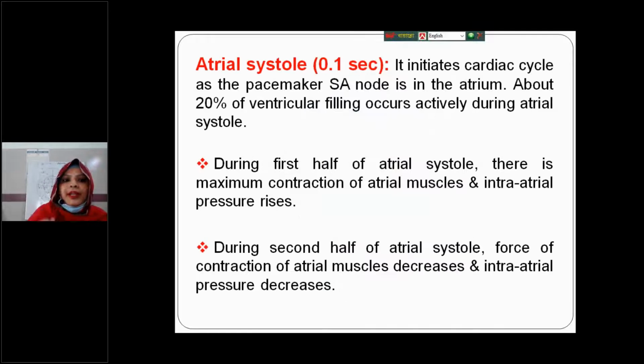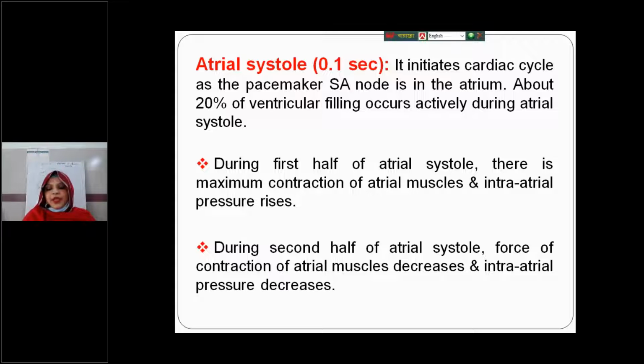Now we'll discuss one by one, atrial systole. Mechanical events. This is a written question: describe the events of the cardiac cycle. The first event is the electrical event, and the second event is the mechanical event. Now one by one I will discuss with you. The first thing is atrial systole.